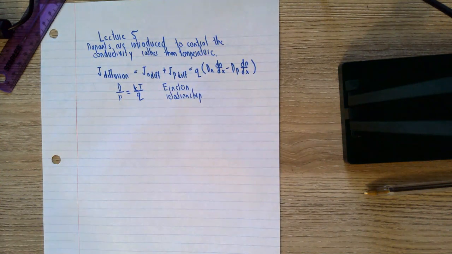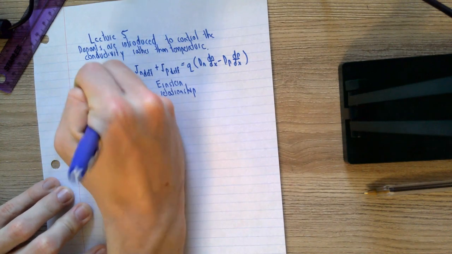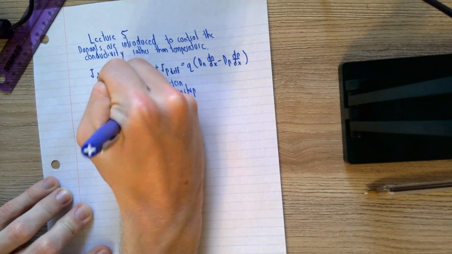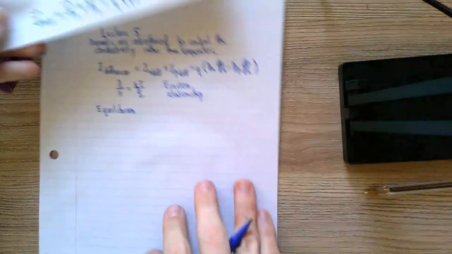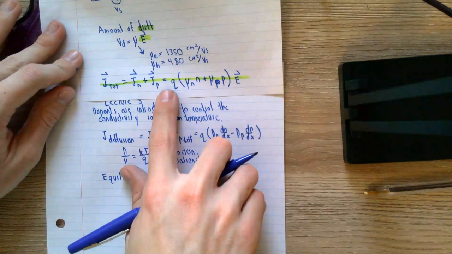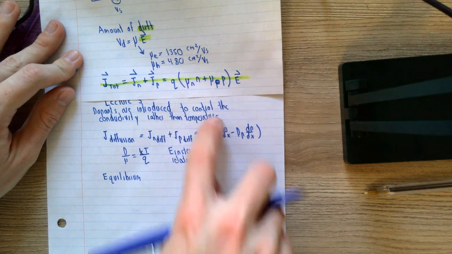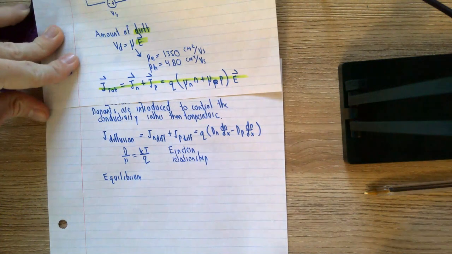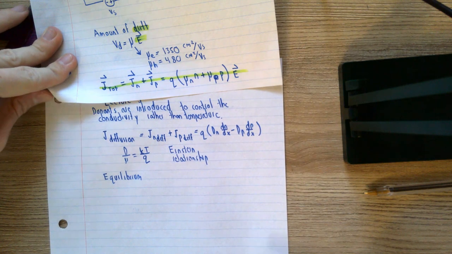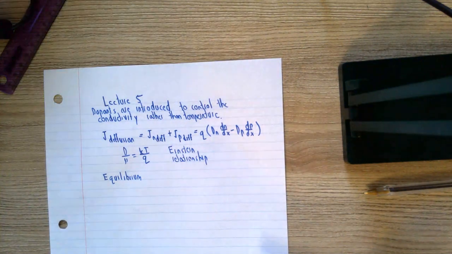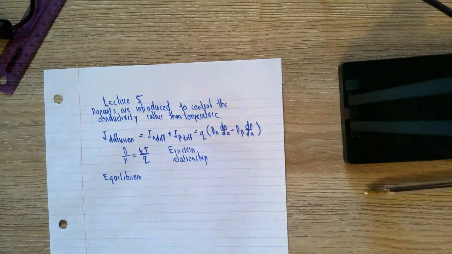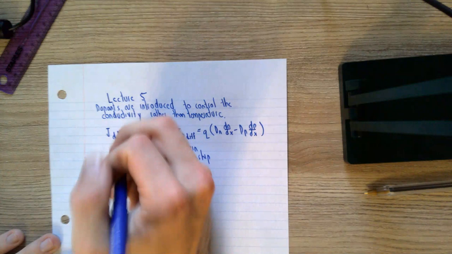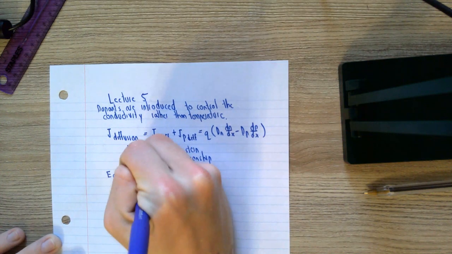And then equilibrium. Now that we've seen these two formulas, going back to lecture four and lecture five, we saw drift current and we see diffusion current, two formulas. When drift is equal to diffusion, that means it's going to be at equilibrium since the currents will be equal to each other. And since the currents are equal, there's not going to be a flow of current, since they're going to cancel each other out. So that's when we reach our equilibrium state. So drift current is equal to diffusion current.